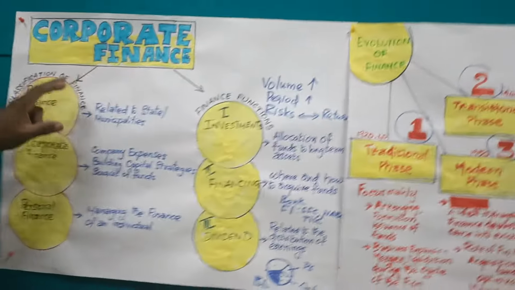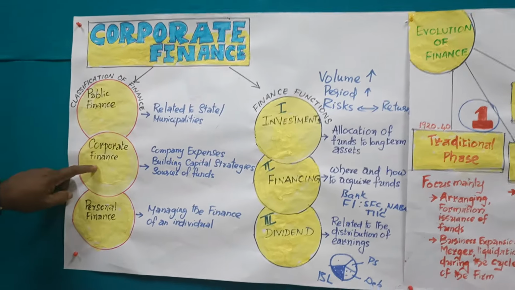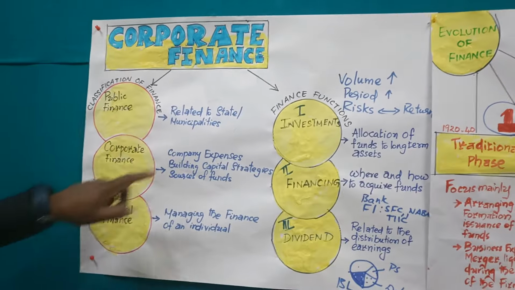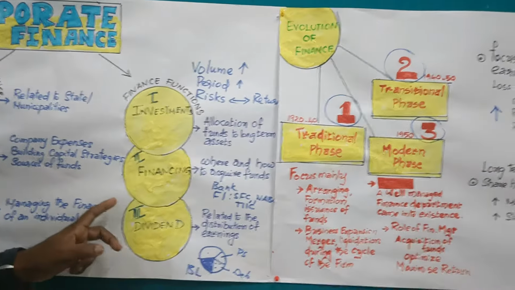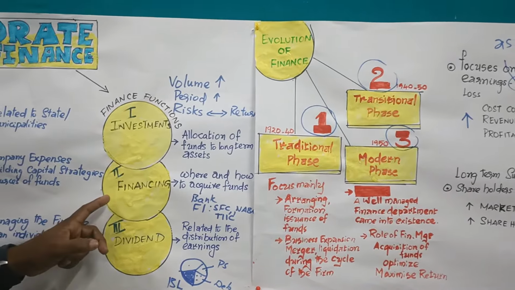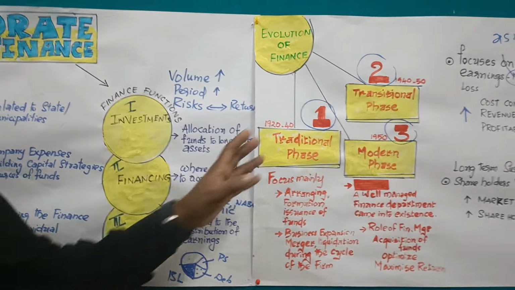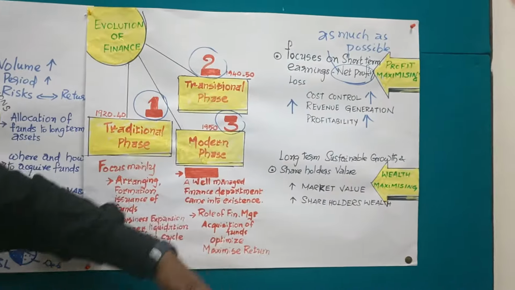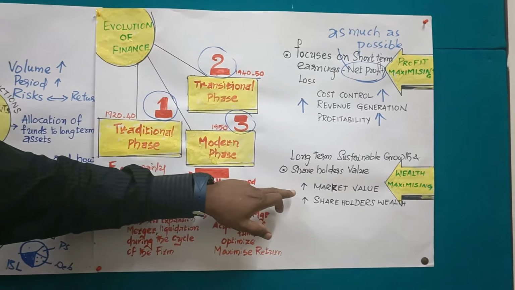And to conclude, here we have taken corporate finance. Finance is classified into three: public finance, corporate finance, and personal finance. The major functions of finance are categorized into three: investment related, financing related, and dividend related. And the major concepts involved in corporate finance are profit maximization and wealth maximization.